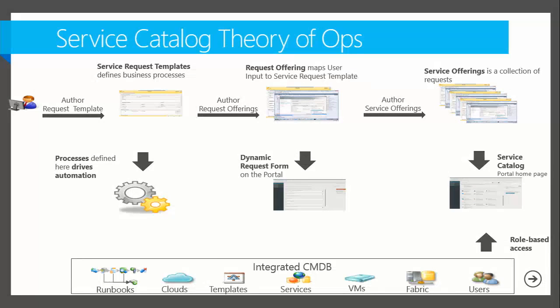If you have a service offering only for the human resource, you can scope down the console, or you can scope down the portal so that only the human resource department can see those request offerings, the human resource request offerings. All of those request offerings and service requests and so on, they are stored as well in the CMDB. And we reuse everything that is stored in the CMDB.